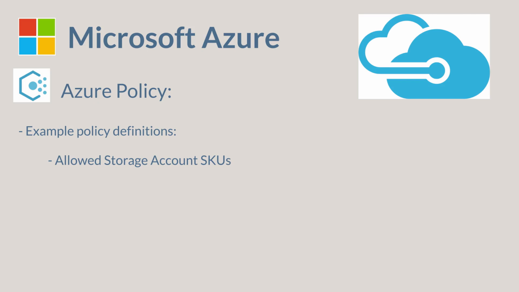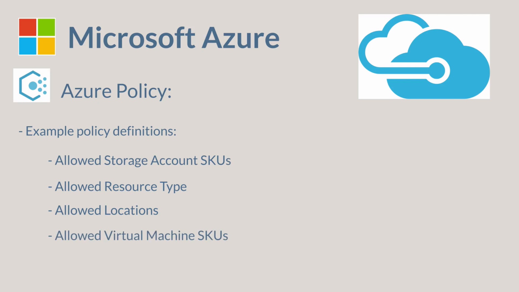Allowed resource types. This policy definition has a set of conditions or rules to specify the resource types that your organization can deploy. Its effect is to deny all resources that are not part of this defined list. Allowed locations. This policy enables you to restrict the locations that your organizations can specify when deploying resources. Its effect is used to enforce your geographic compliance requirements. Allowed virtual machine SKUs. This policy enables you to specify a set of VM SKUs that your organization can deploy.